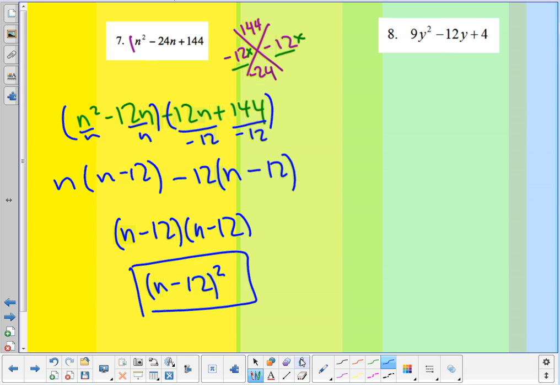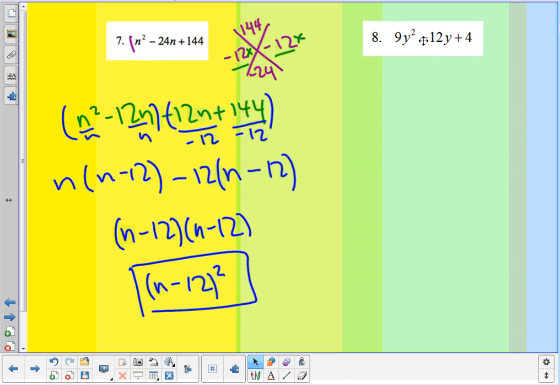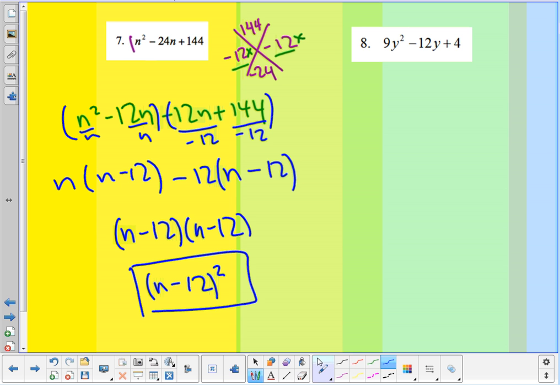Let's take a look at number 8. In number 8, no GCF to take out, so I'm just going to set up my factor x here. The top number, 9 times 4, gives me 36. Middle number is negative 12. That's going to be a negative 6 and negative 6. Notice, by the way, that 9 and 4 are perfect squares. 144 was a perfect square.